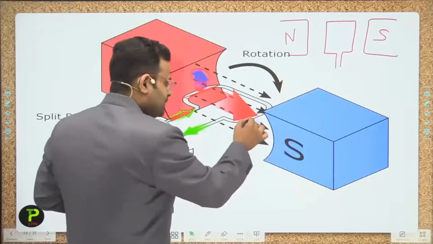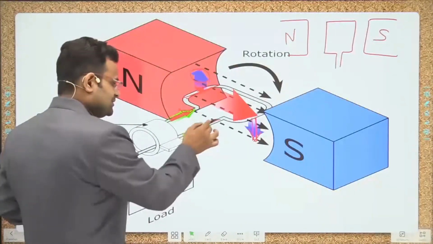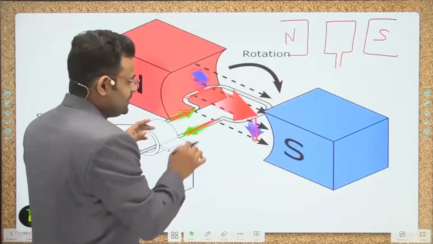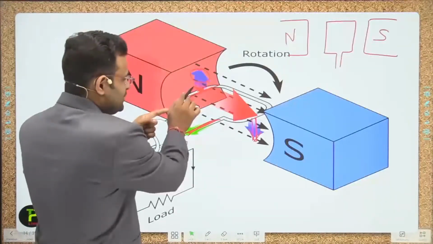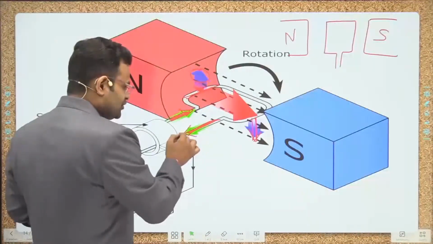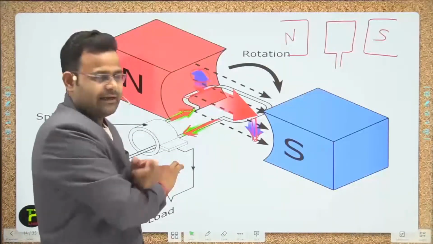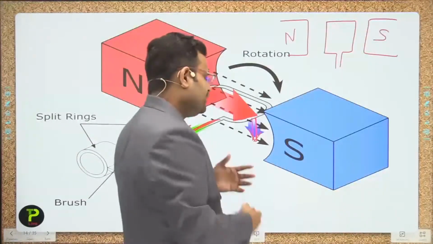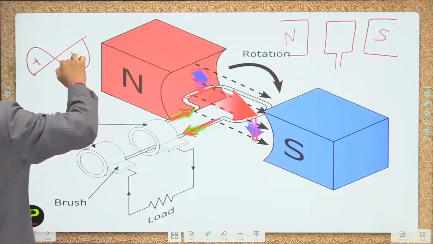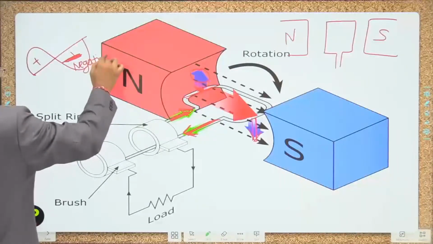Similarly, when that side of the coil moves in the downward direction, the direction of current is that. When the coil changes position, the directions become inverted. When half a rotation is complete, the direction changes. Due to that change, we get a wave that is sometimes positive and sometimes negative. That is negative and that is positive.